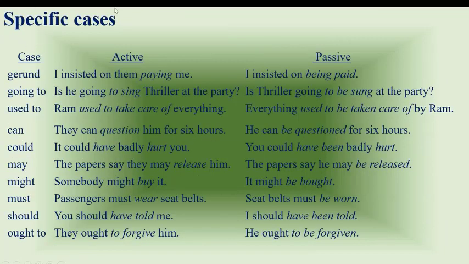Now, there are some specific cases. If we have a gerund or infinitive: I insisted on them paying me. I insisted, this is the gerund. I insisted on them paying me. I insisted on being paid. Going to: Is he going to sing Thriller at the party? Is Thriller going to be sung at the party?